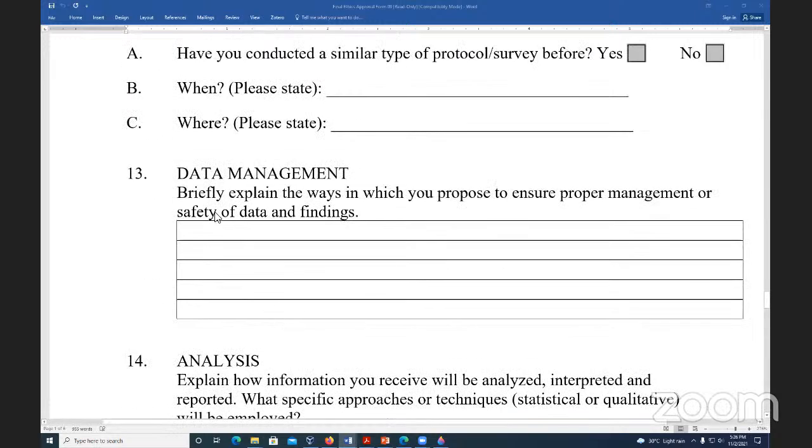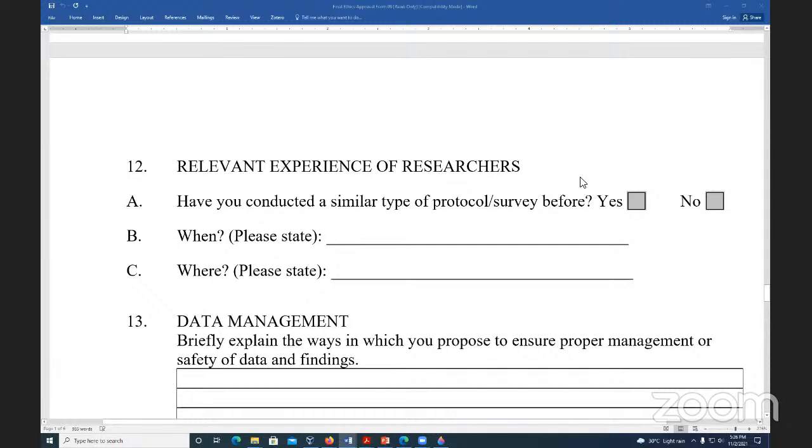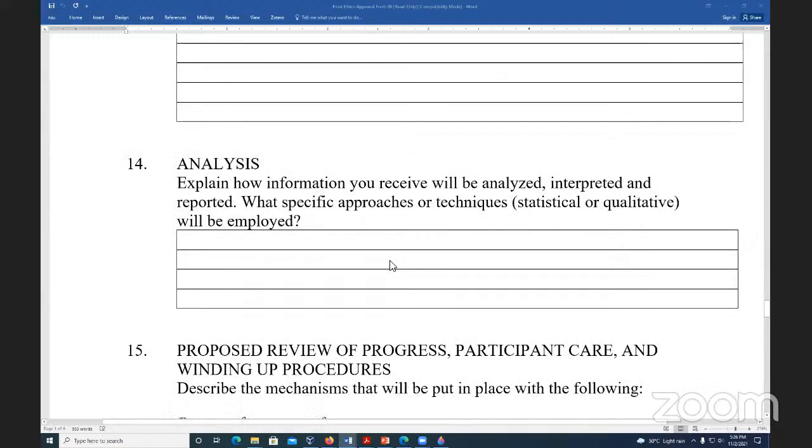You're all in computing. I think everybody here can figure that out. Most people here would not have had any experience before, so that should typically be no. If it's not no, you would say when and where.